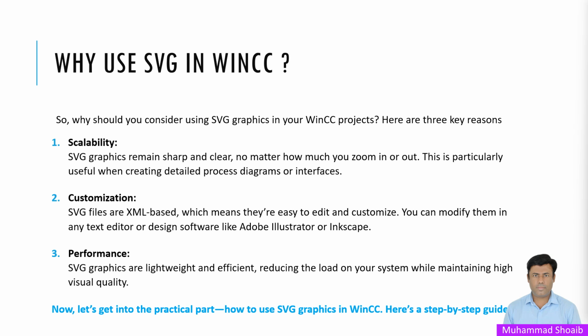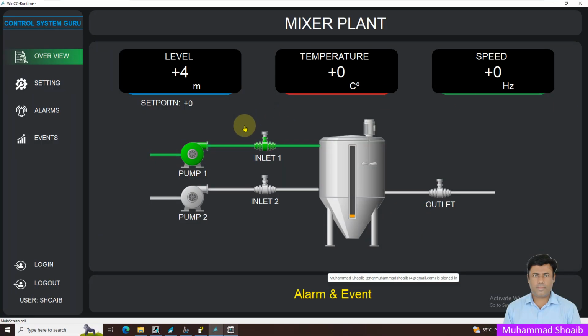Now, let's go into the practical part, how to use SVG graphic in WinCC. Here is a step-by-step tutorial for you. As you can see here in this tutorial, we are using SVG images. We will learn how we can import an SVG image from the SVG library of WinCC and how we can animate it. As you can see, this pump image is an SVG image.